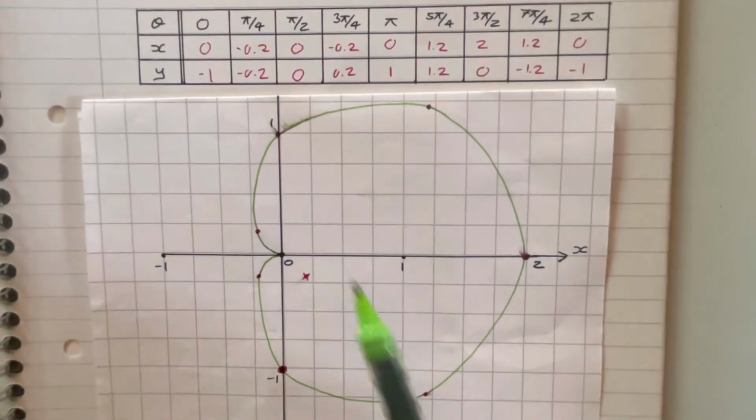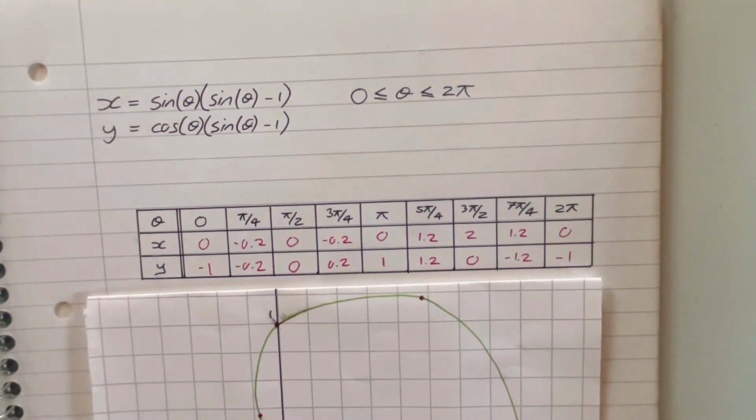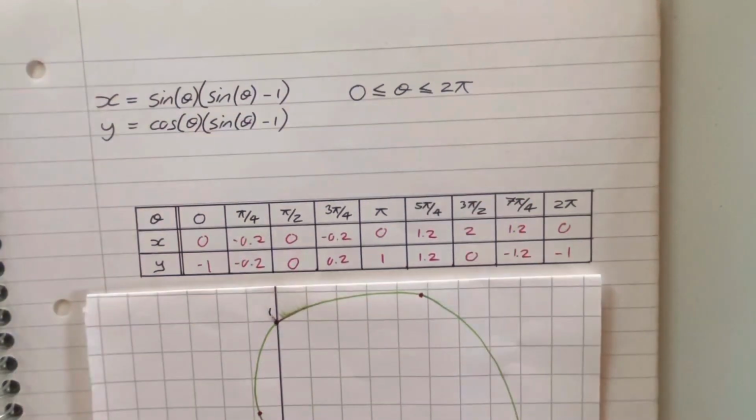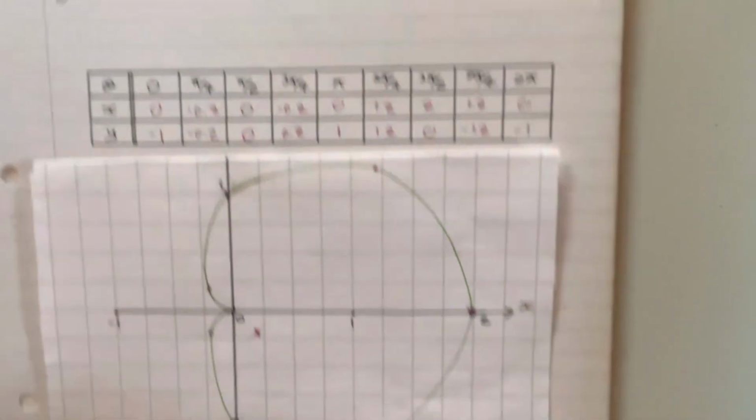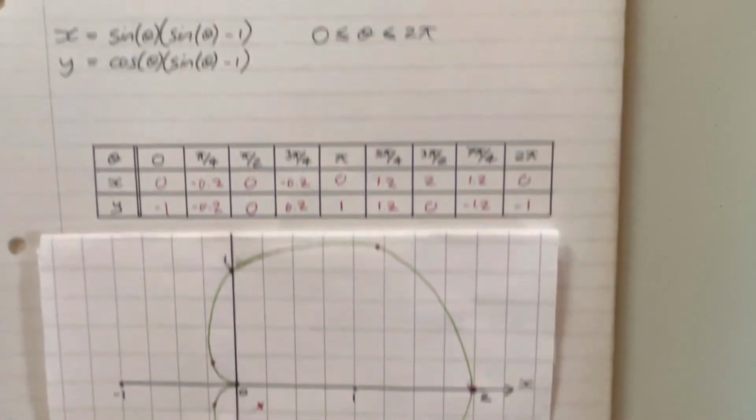So yeah, you need to use calculus on these to find the maximum value of x and the maximum value of y for theta in the range 0 to 2 pi. We can see the maximum value of x is 2 though. That is true. Okay, so that's sketching parametrics.